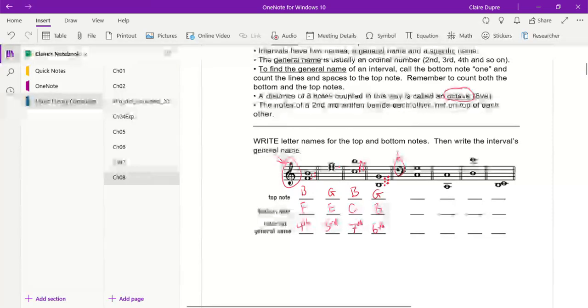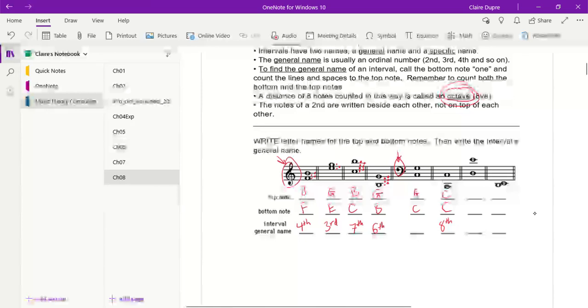Now, bass clef. Remember, all cows eat grass. Top one's G, bottom one's C, all cows. Oh, look, that's still C there. And then G, F, E, D, C, also C. Here's a little trick. If they're both the same note name, it's going to be an octave or an eighth. So we can already tell that without even having to count.